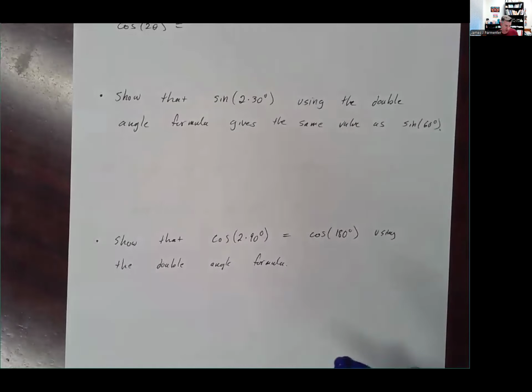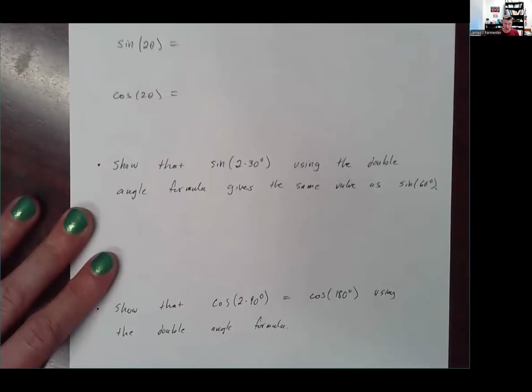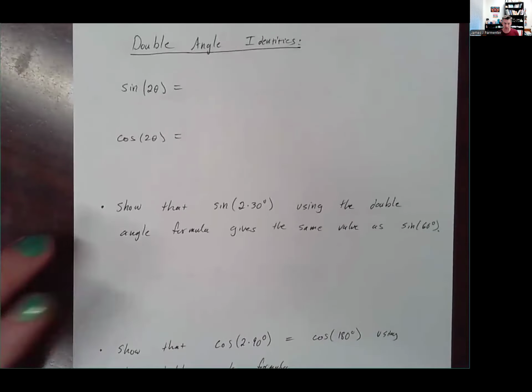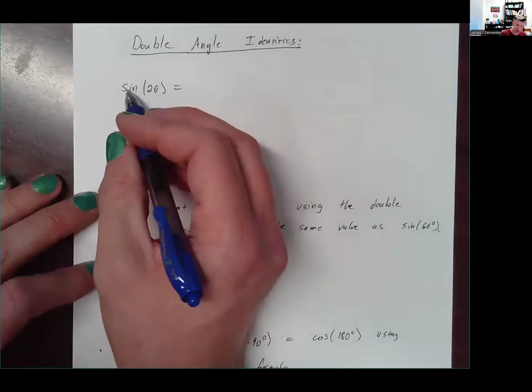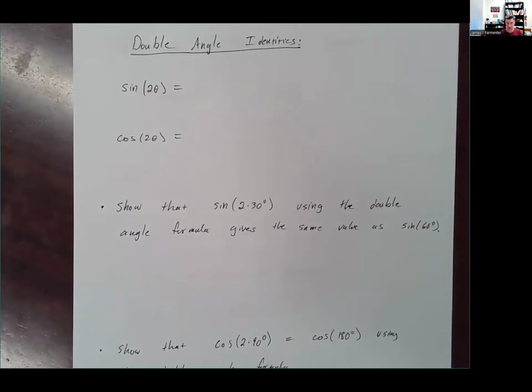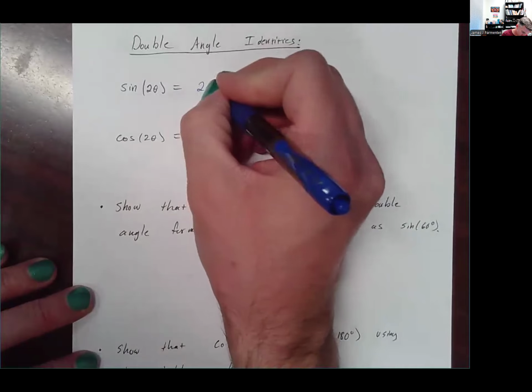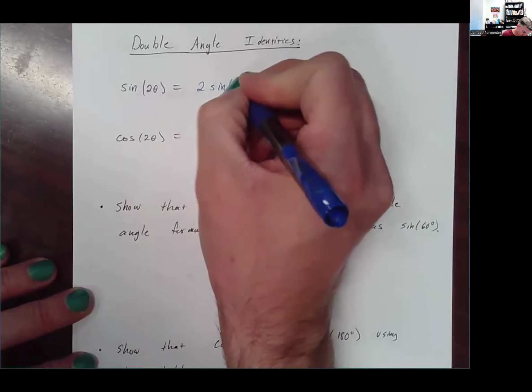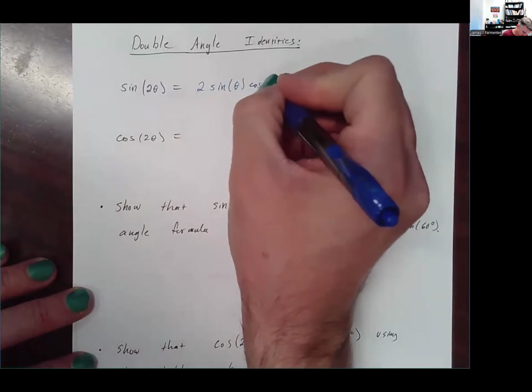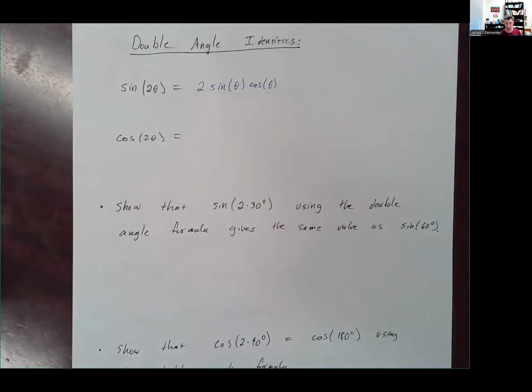One more type of identities. We have the double angle identities, which are kind of weird, but we'll show how they work. So there's a double angle formula or double angle identity for sine of 2 theta. So it's like sine of 2 times an angle, and it's equal to 2 times sine of the original angle times cosine of the original angle. We'll do an example of that in a second.